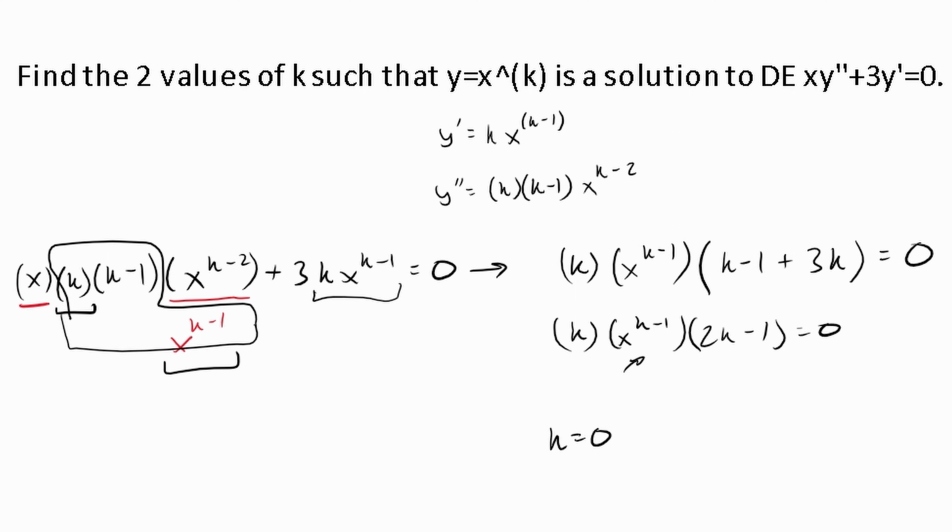Now, let's look at this. Can we do anything with this one right here? Well, not really. We don't know what x is. We can't assume anything. So we're just going to leave this one and look at this next one. For this one, we just want this total to be 0, and to do that, we're just going to make k equal to 1/2. So those are the values for our k, to where this y, x raised to k, is a solution to our differential equation.